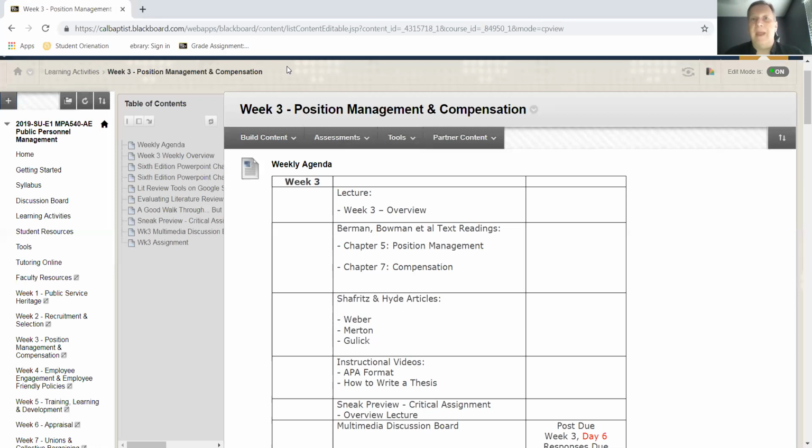Even though scientific management is well over 100 years old at this point in time, even in our modern-day organizations, we still see all these vestiges of Taylor's theory and all these different types of strategies that we're going to talk about this week.